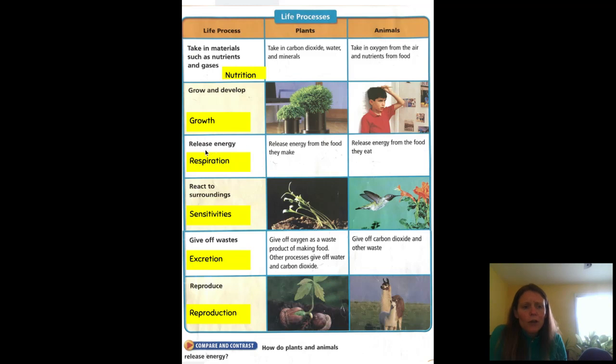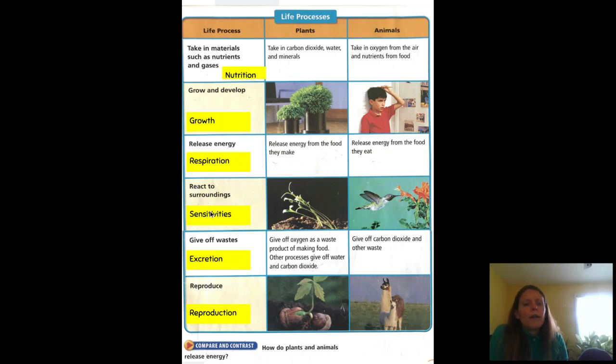Our next one here is respiration, which means releasing energy. A plant releases energy from the food that they make. An animal or a human releases energy from the food that they eat. Okay, this can also go into breathing, right? Being able to breathe in that sense too, letting air in and out from the gases they take in.